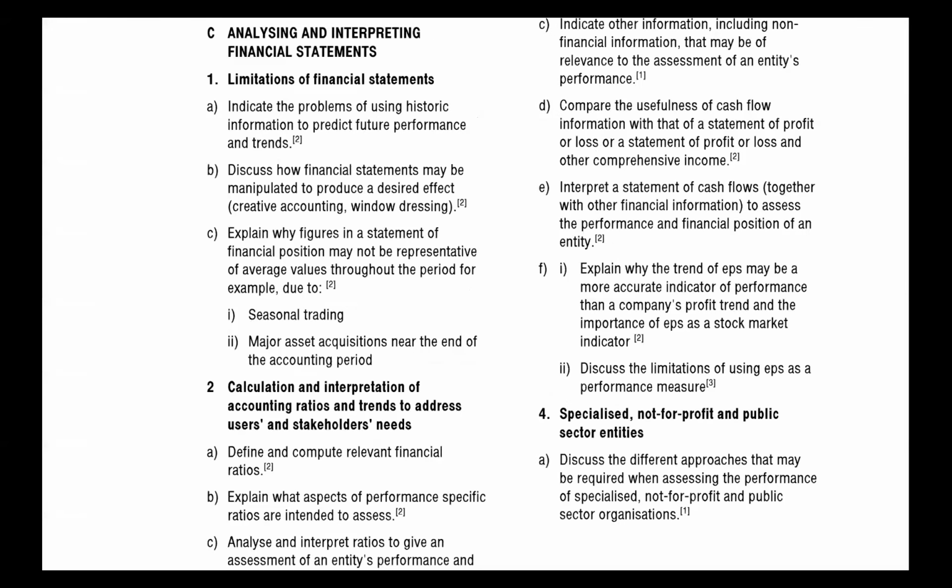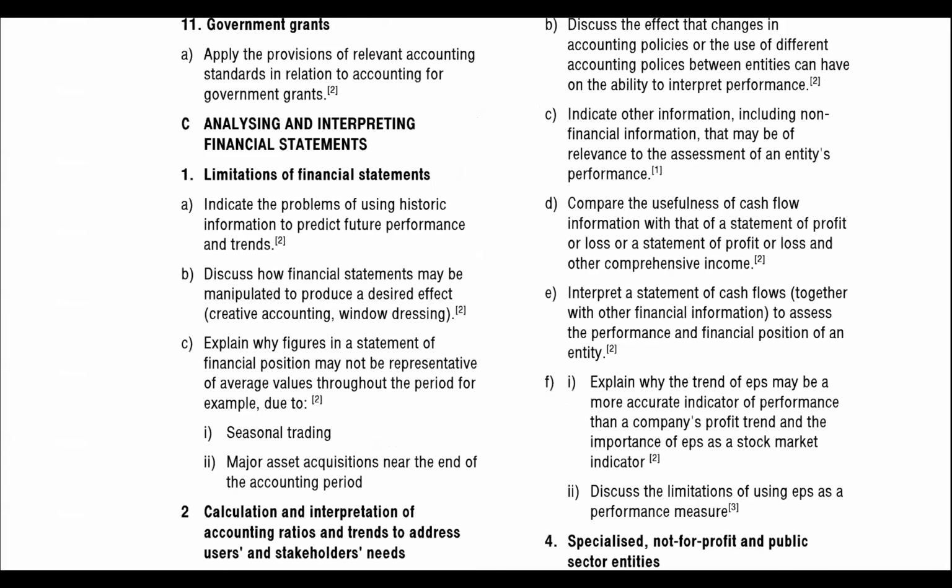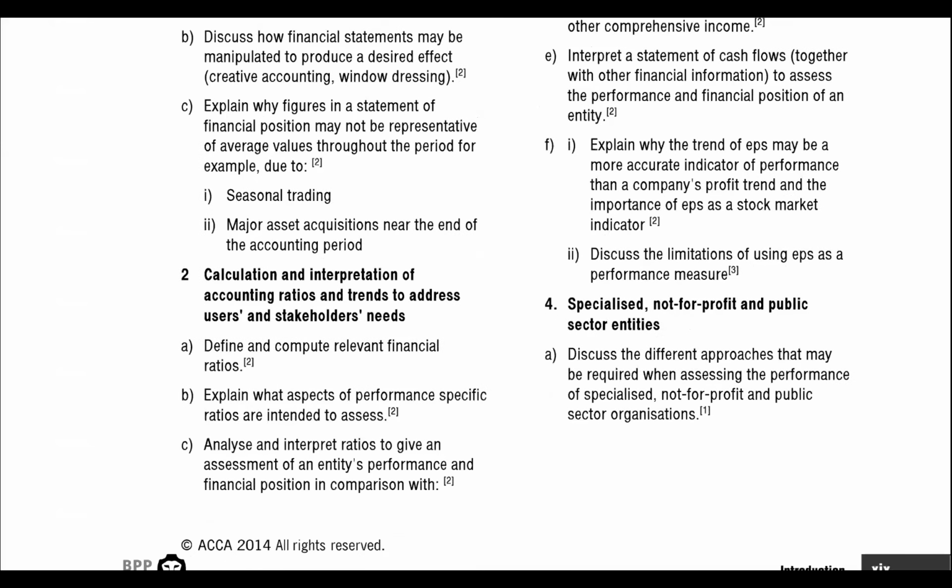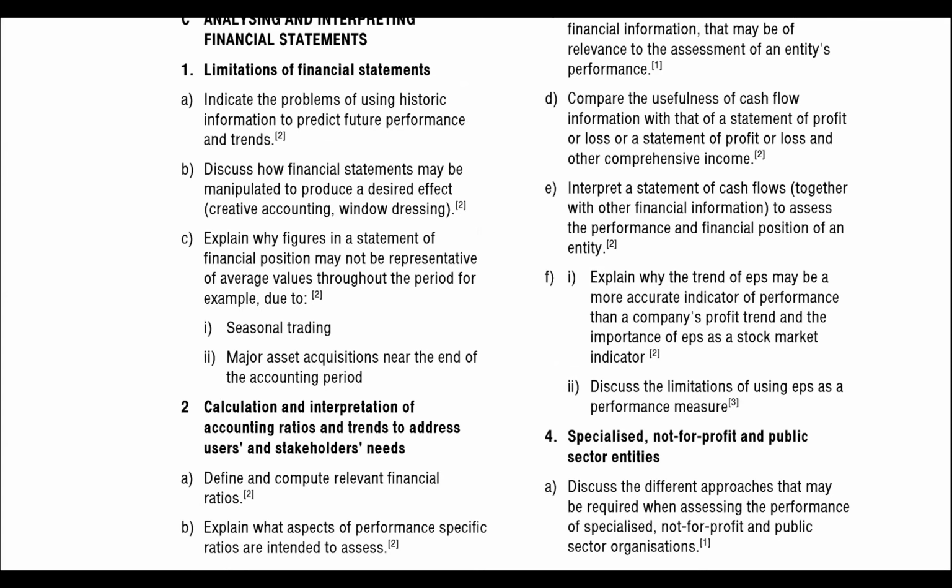On the third part of the course, which deals with the analysis and the interpretation of financial statements as well, we'll look at the limitations of financial statements. We'll indicate the problems of using the historical information to predict future performance or trends. We will have time to discuss how financial statements may be manipulated to produce a desired effect. We'll do the calculations and interpretation of the accounting ratios and the trends actually to address the users and the stakeholder needs.